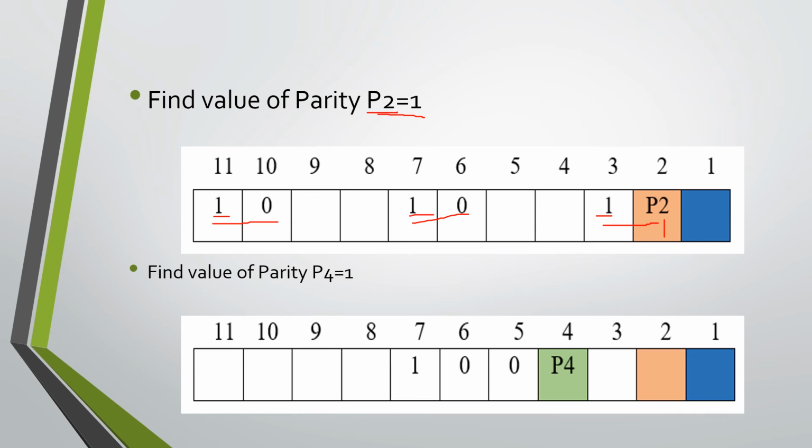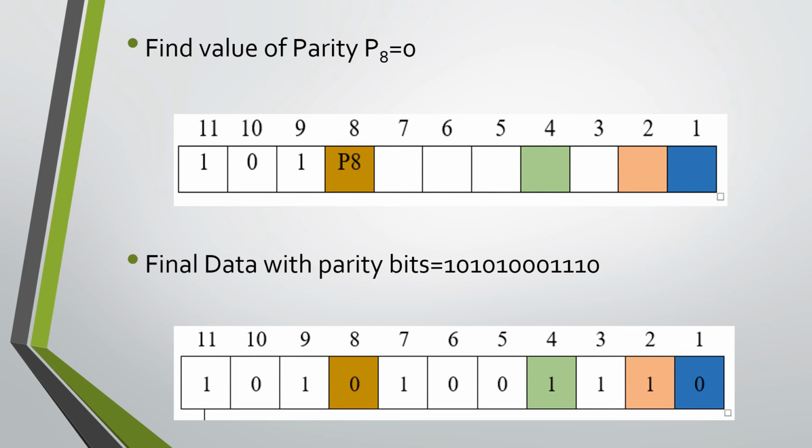Then to find the value of P4, use positions 4, 5, 6 and 7. Count the number of 1s, which is 1, which is also odd. So take the value of P4 as 1, which makes it even, hence the value of P4 is 1. In the same way, to find the value of P8, take positions 11, 10, 9 and 8. The number of ones is already even, so take the value of P8 as 0 to make it even, hence the value of P8 is 0.